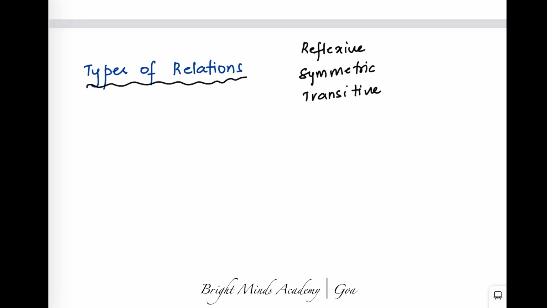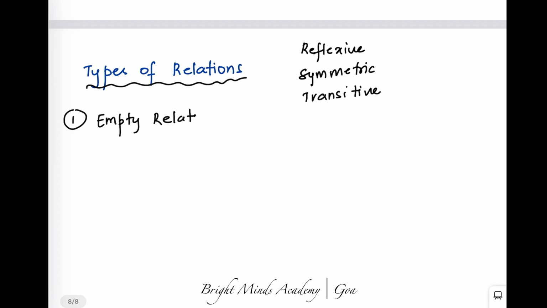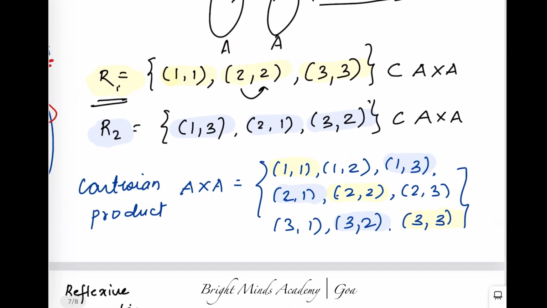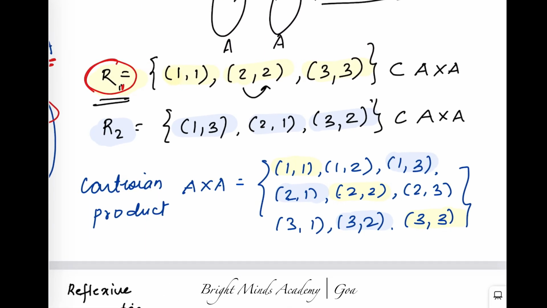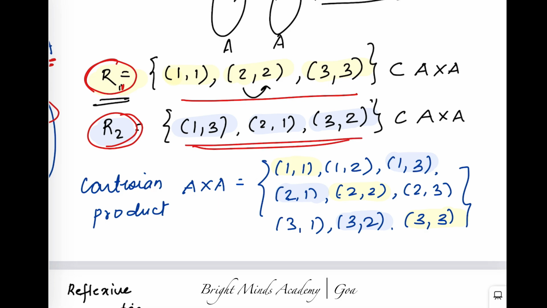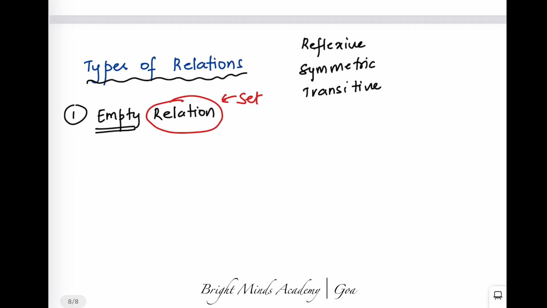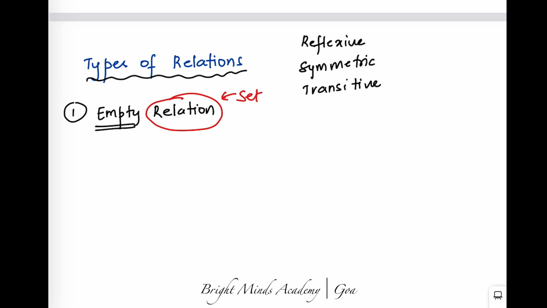The first type of relation that we have is called an empty relation. Now, from the word itself, it's empty. Remember always, a relation is some set that we are talking about. Because if you see in the previous example, relation R1 that we talked about is a set, and relation R2 that we spoke about is also a set containing some elements. So once again, if I'm talking about an empty relation, I'm basically talking about an empty set.